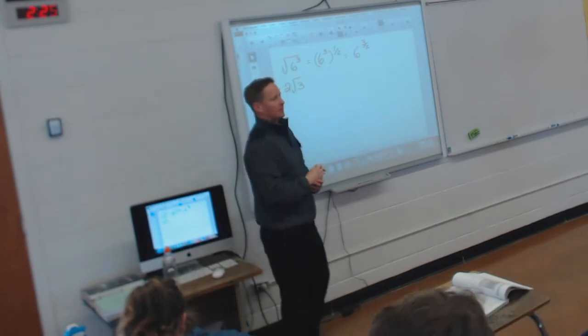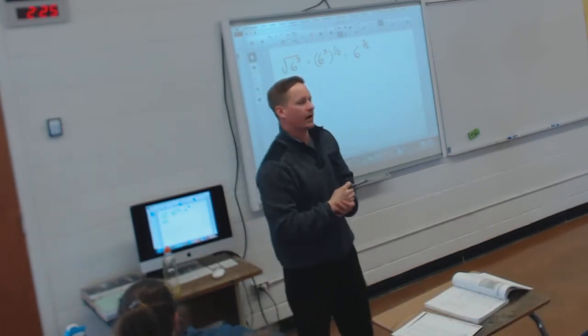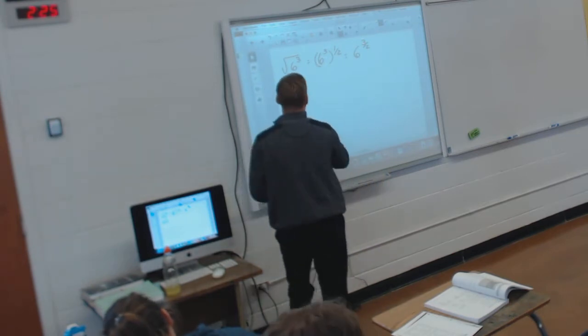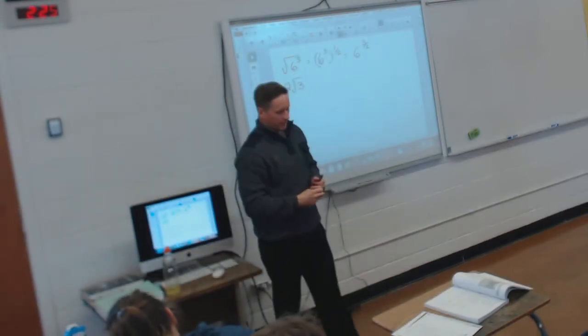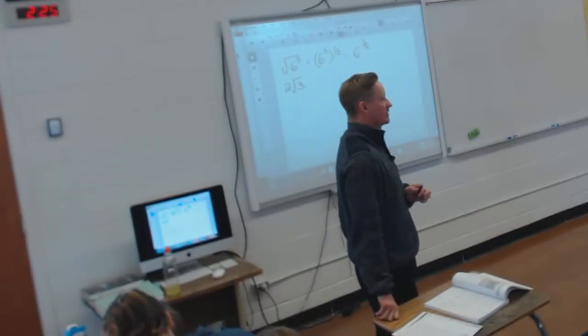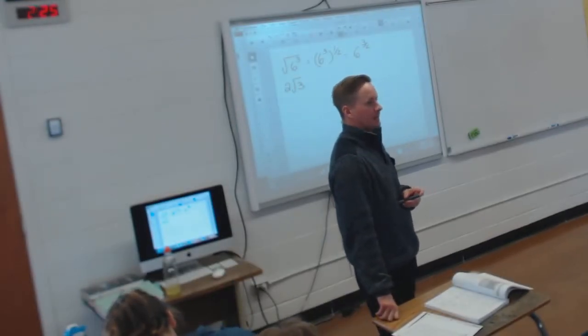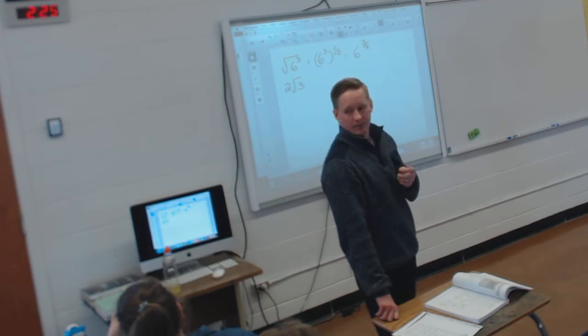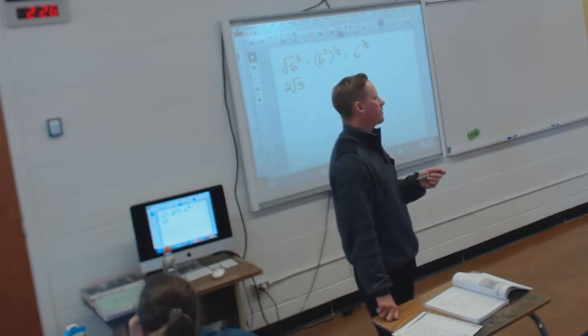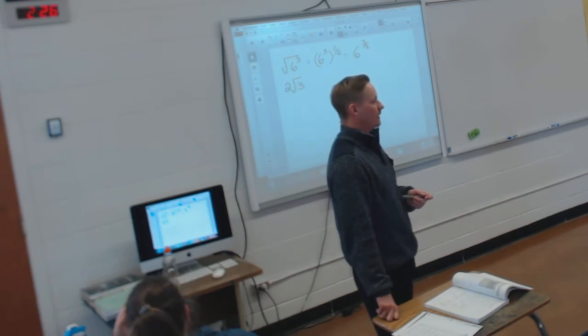2 root 3 is what we call a mixed radical, in which you have a radicand, which is underneath the square root, and you have a whole number coefficient in front. So that basically reads 2 times square root 3. Now instead of writing it with decimals, we leave it as 2 square root 3. Okay?